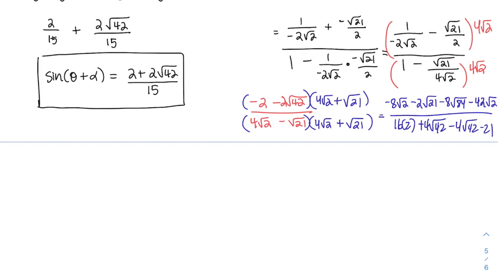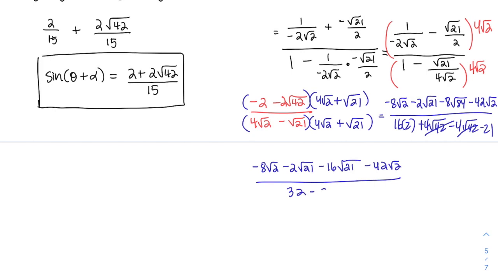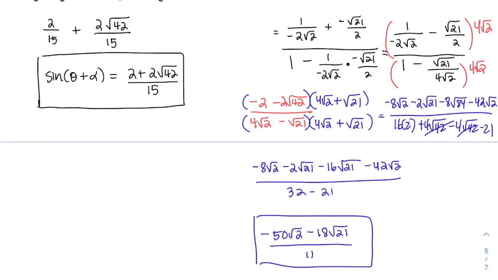All right, so let's clean up a little bit. Negative 8 root 21 minus 2 root 21. 84 has a 4 in it, so it's going to be minus 16 root 21, if I take a 4 out of there, minus 42 root 2. On the bottom, that's 32 minus 21. So let's see, negative 50 root 2 minus 18 root 21 all over 11. It's a beautiful tangent value right there.